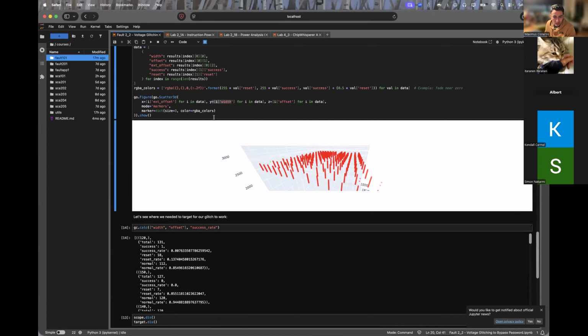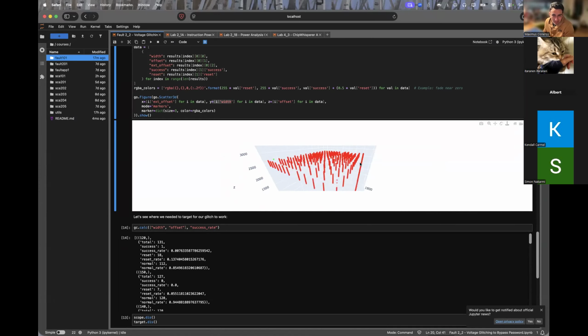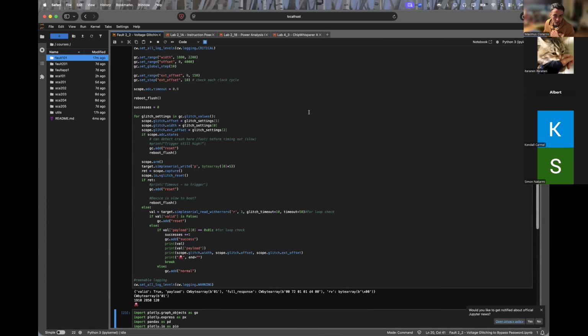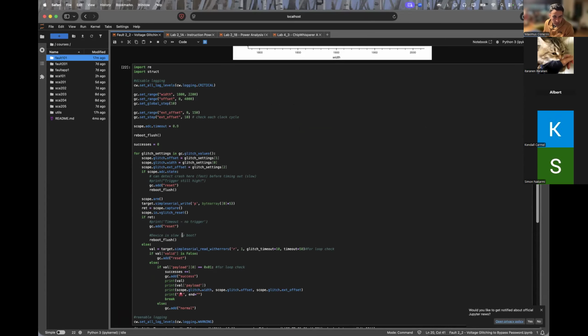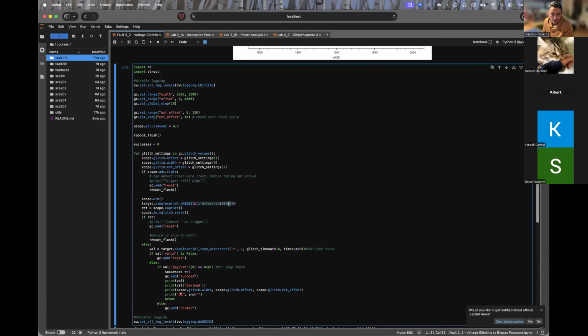When it comes to actually glitching, what you see here is that each red stick is basically a series of points that we're testing, and we're testing them at specific widths, at specific offsets, at specific ext offsets, and we're trying to find an instance where we actually get through. I don't believe we're actually sending any data. As a matter of fact, you can see up here, we're not really sending any data. We're sending an array of empty bytes. There's nothing here of importance.